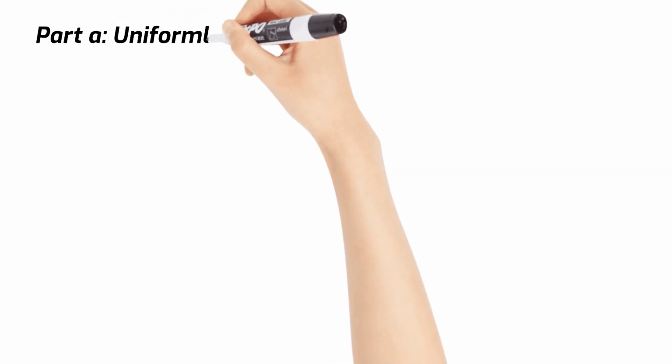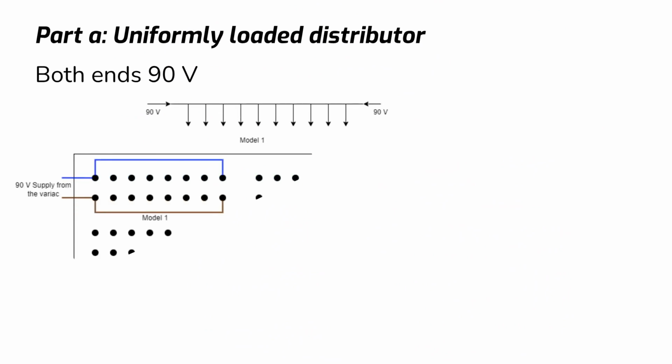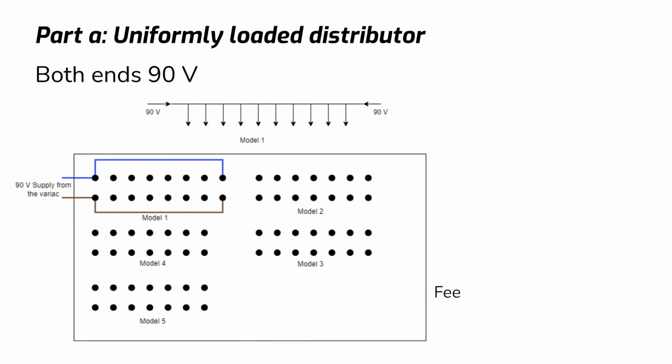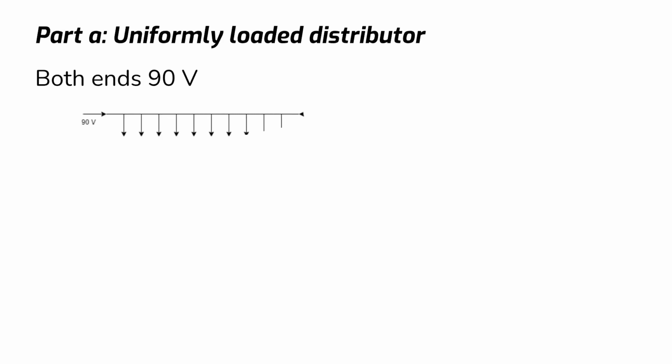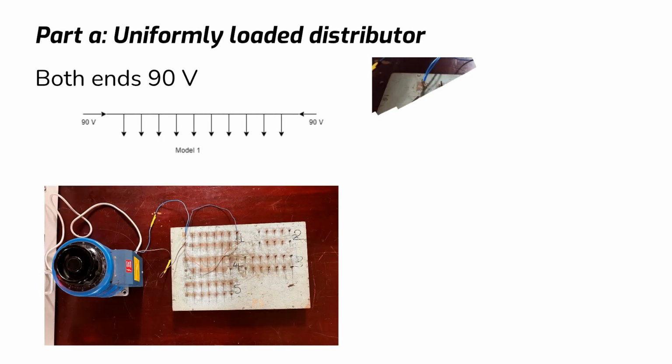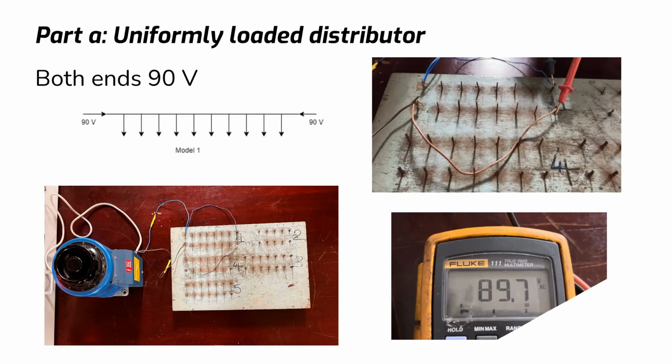Part A. Uniformly loaded distributor, both ends 90 volts. Connect both ends of module 1 to the variac and feed 90 volts as shown in the figure. Measure the voltages at each section as previously. This is the physical arrangement of uniformly loaded distributor when both ends are at 90 volts.